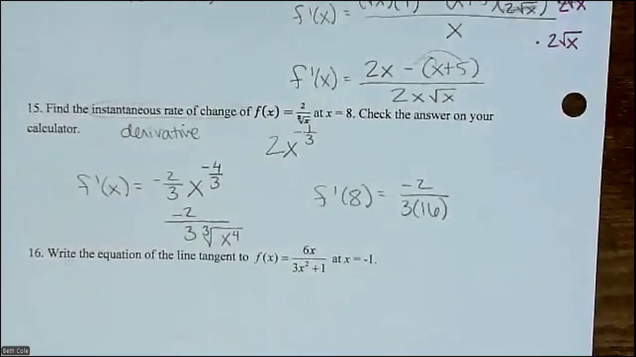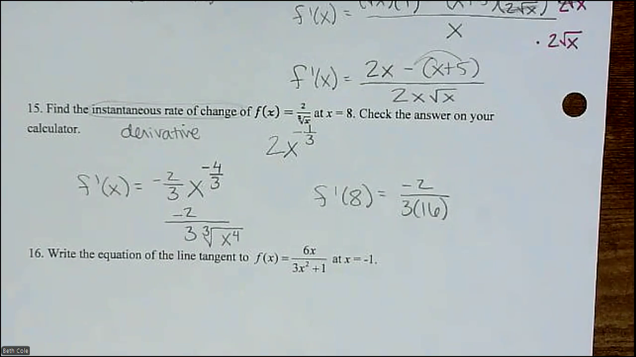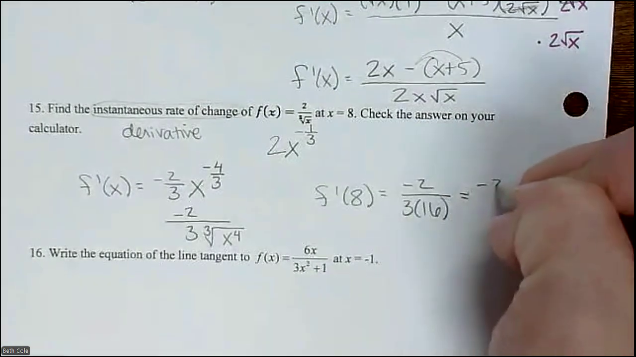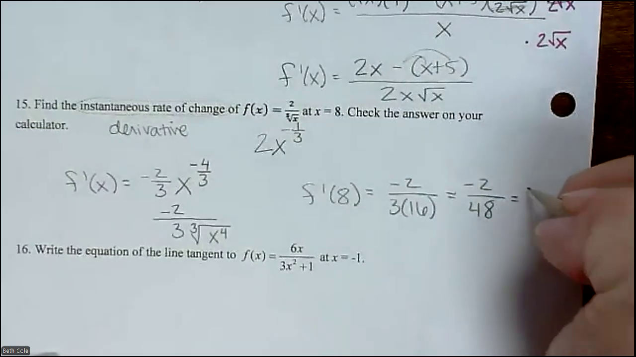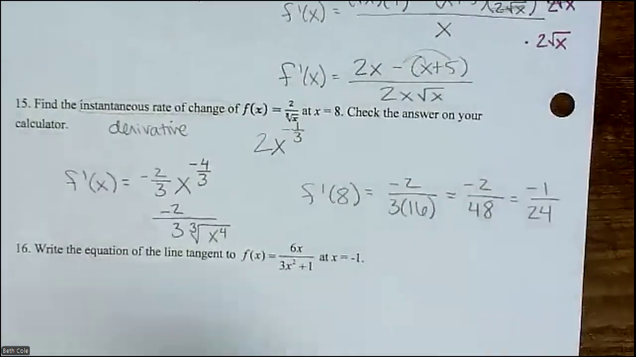I'm going to write it out because if I do too much in our heads, you're not going to see where it came from. Cube root of 8 is 2. 2 to the 4th is 16. Do you know 3 times 16? 48. And then you reduce the fraction, -1/24.